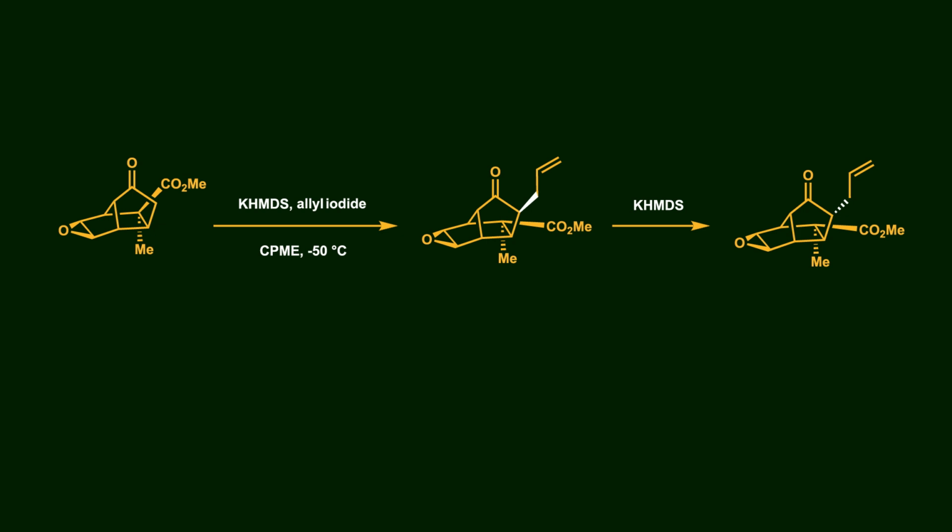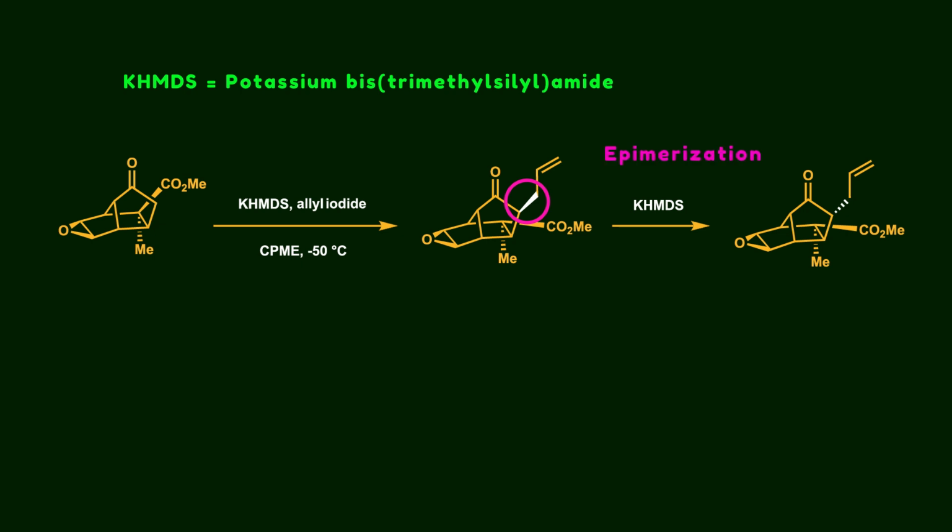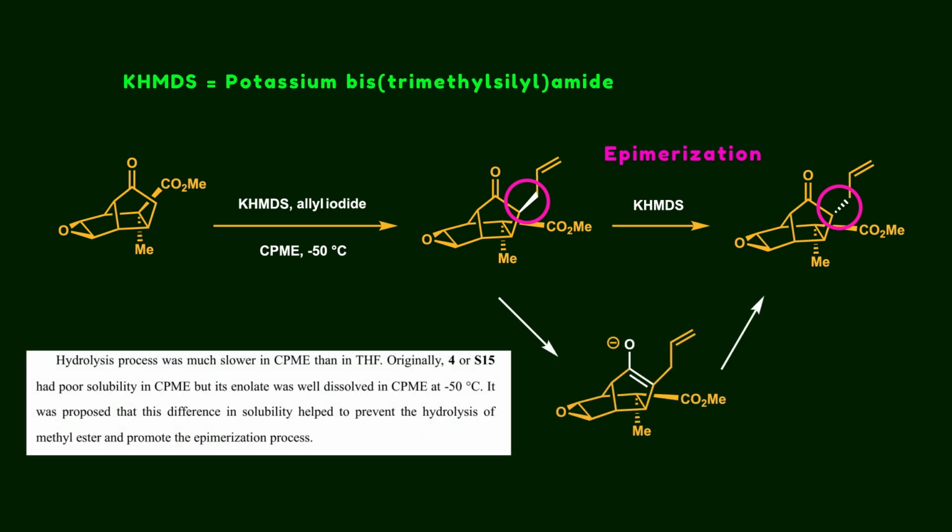Next, the allyl moiety should be installed at the alpha position of the carbonyl group. In the first attempt, the group used KHMDS as a base and allyl iodide in cyclopentyl methyl ether as a solvent, but it resulted in undesired stereochemistry at this carbon atom. However, treating the resulting product with KHMDS led to epimerization, yielding the desired stereochemistry. The authors pointed out the enolate of this compound dissolved well in CPME unlike its ketone, and this difference in solubility promotes the epimerization process.